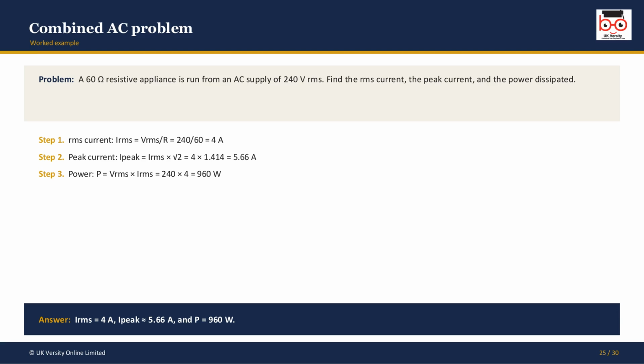A 60-ohm resistive appliance runs from a 240-volt RMS supply, and we want the RMS current, the peak current, and the power. The RMS current is 240 over 60, which is 4 amps. The peak current is that times the square root of 2, so 4 times 1.414, about 5.66 amps, and the power is voltage times current, 240 times 4, giving 960 watts.